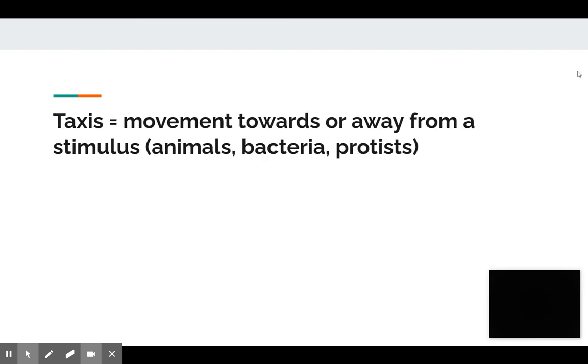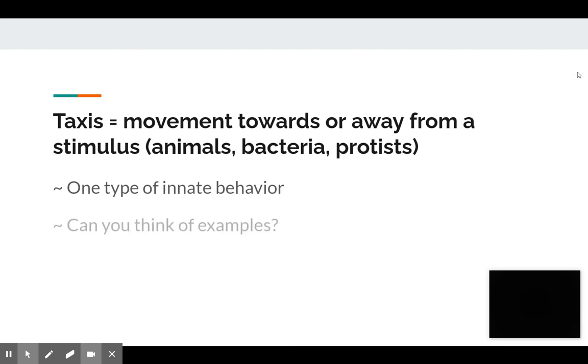We're going to talk today about one specific type of behavior called taxis. This is similar to tropism in plants, but now we're talking about animals. This also occurs in bacteria and protists, little single-celled pond creatures. Taxis is a movement towards or away from a particular stimulus. This is a type of innate behavior. This is instinctive. It's not something that they learn.